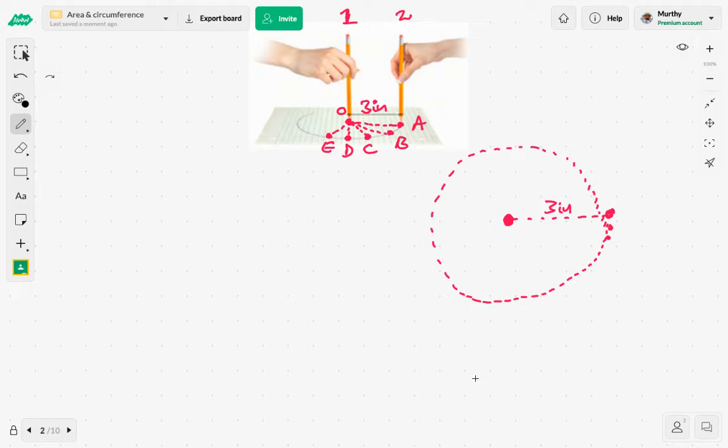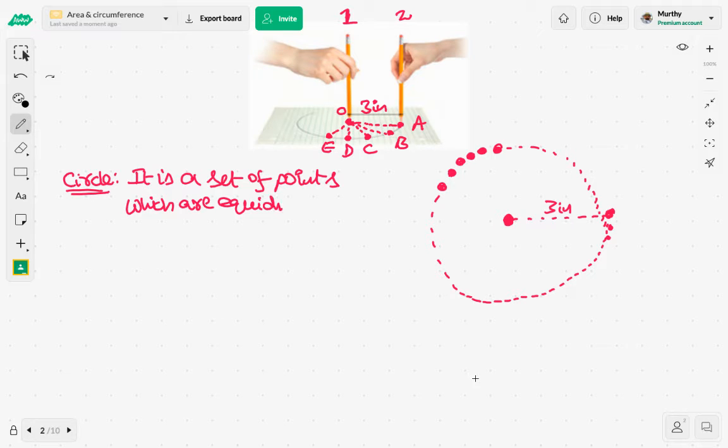So here you see that all these points are making a circle, right? Therefore, the definition of a circle is: a set of points which are equidistant from a fixed point. All of you know that this fixed point I call the center of the circle. This is the center of the circle, right?